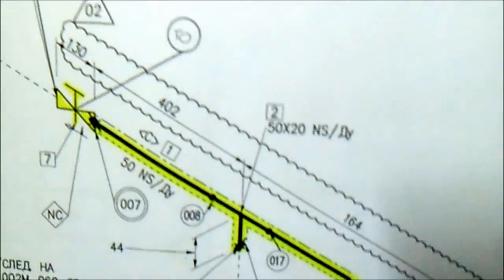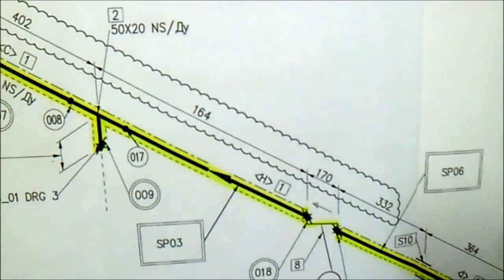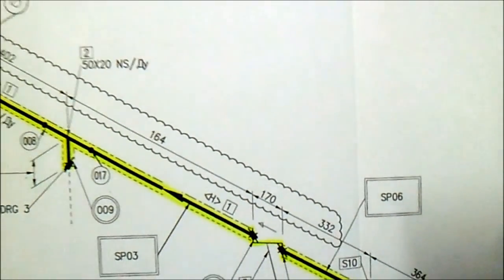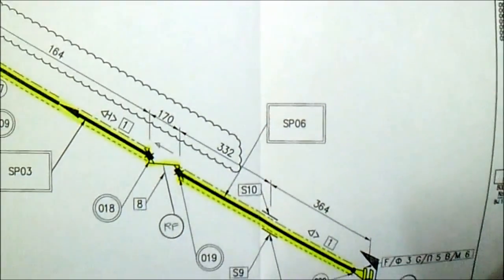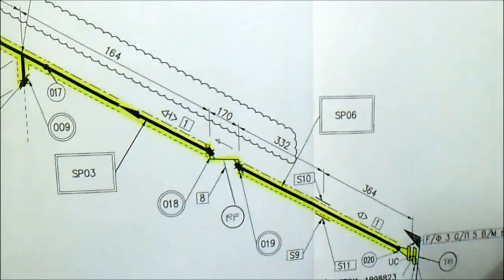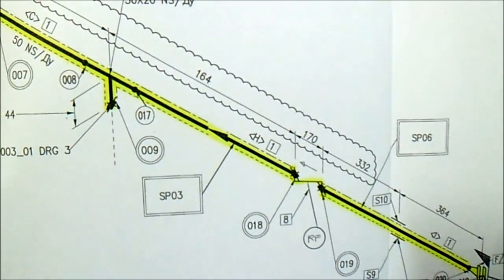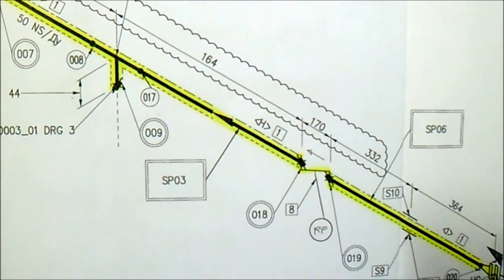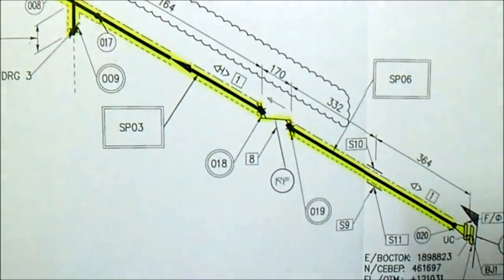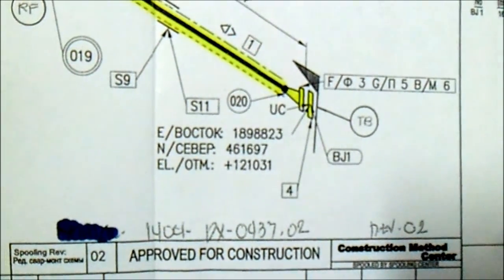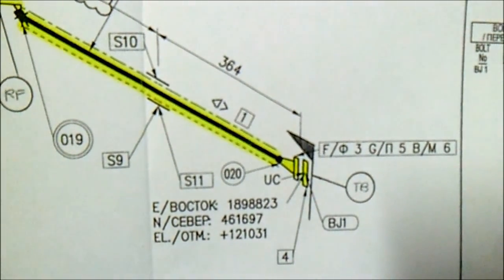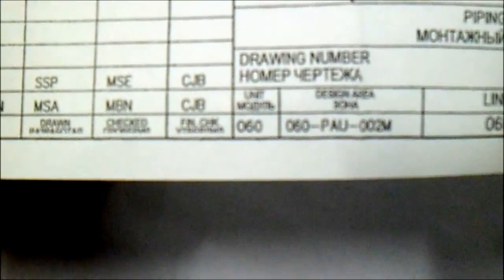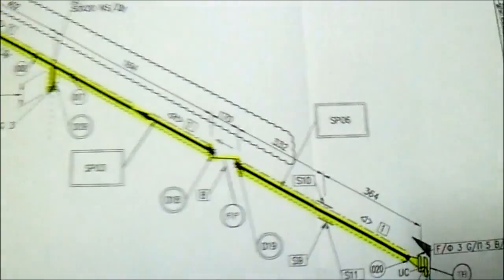So this is how to read the isometric. All the levels here from the isometric, you must check them if you are going to fit up, or if you are going to do erection in the pipe rack. Check the northing, northing and elevation, and also the area.